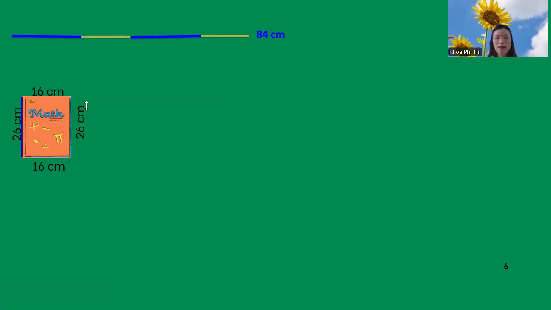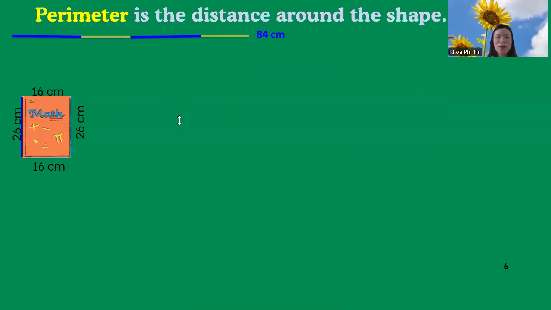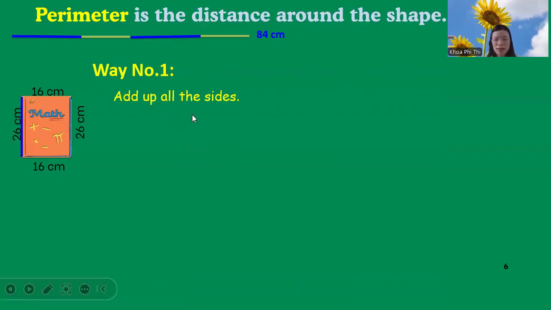Perimeter is the distance around the shape. Can you repeat after me? Perimeter is the distance around the shape. Then, how can we find out the perimeter of a rectangle? We add up all 4 sides. Best way we found out the length of the tape to cover around the book earlier. Right. Adding up all four sides is way number one to calculate the perimeter of a rectangle.